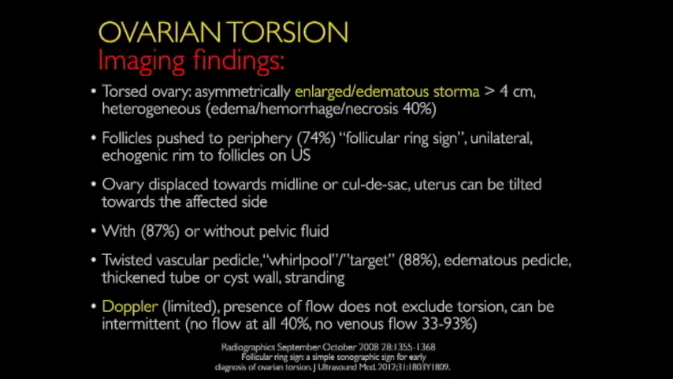So we are looking for asymmetry. One of the ovaries has to be enlarged, and it's a very characteristic enlargement. The stroma gets very engorged, edematous, and pushes the follicles to the periphery. And sometimes the follicles can have a little bit of an echogenic ring sign around them. Also, the ovary can be displaced anterior or posterior to the uterus. Sometimes the uterus is deviated to the side of the torsion.